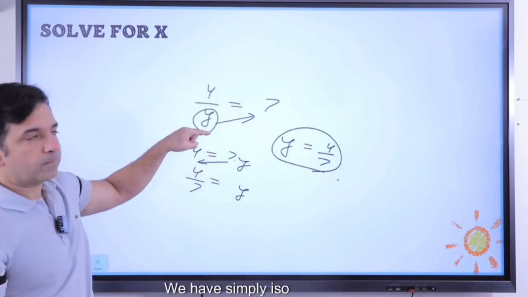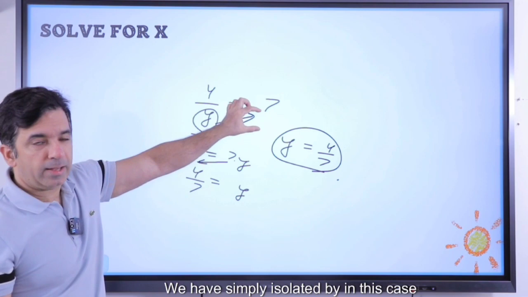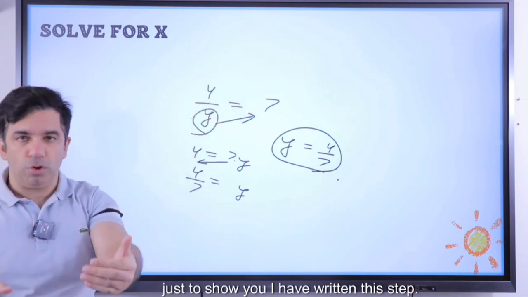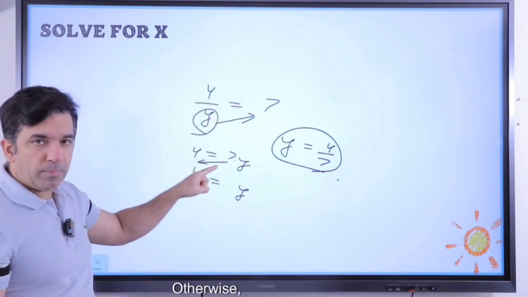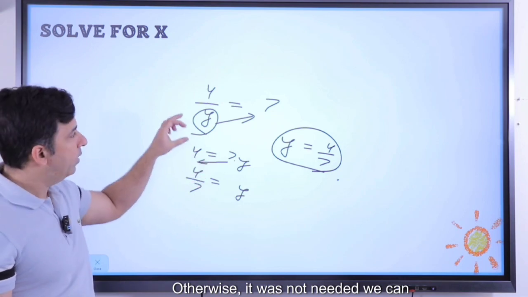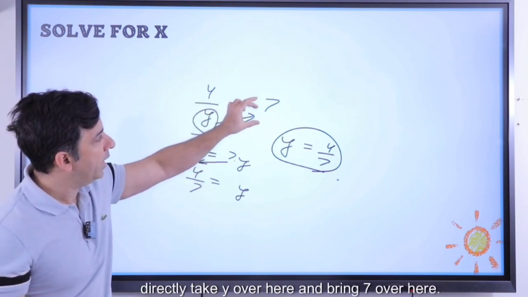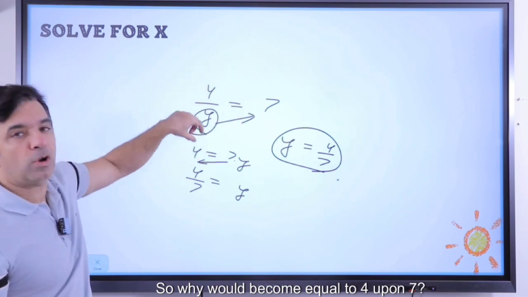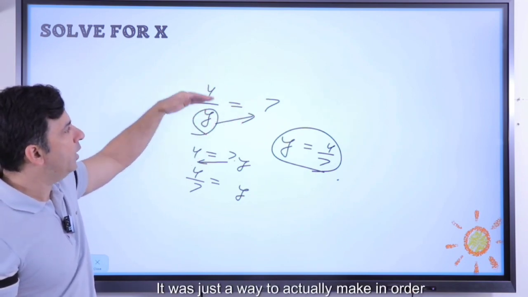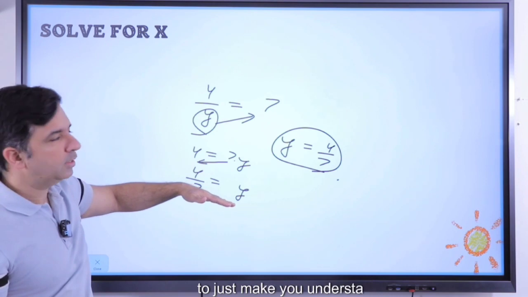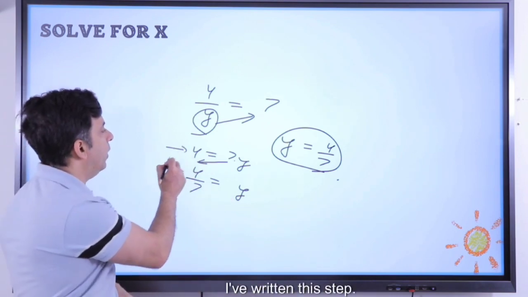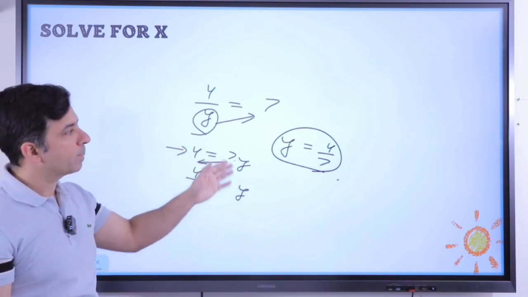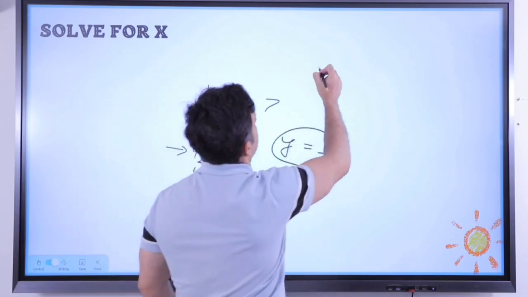We have simply isolated y. In this case, just to show you, I have written this step. Otherwise, it was not needed. We can directly take y over here and bring 7 over here, so y would become equal to 4 upon 7. It was just a way to make you understand that I have written this step. So y is equal to 4 upon 7.